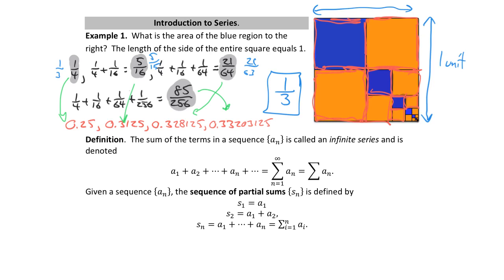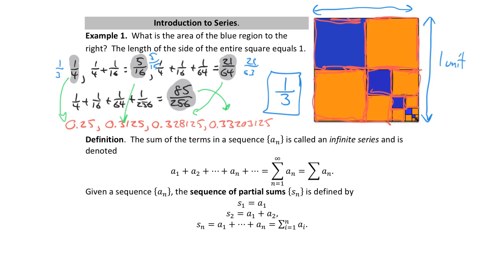First of all, let's develop some notation. We're given a sequence a sub n. Our sequence was essentially the powers of 1/4, which is a geometric sequence, if you remember that term. An infinite series is the sum of all those terms in the sequence. So we're going to use this notation.